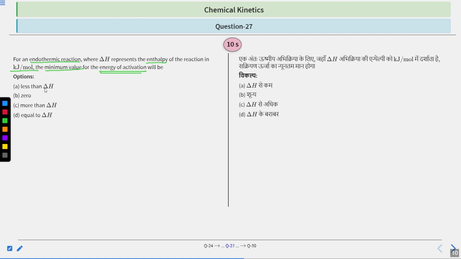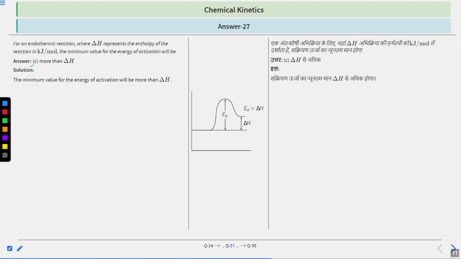Options are less than del H, that is less than enthalpy, 0, more than enthalpy, or equal to enthalpy. So you have 10 seconds to solve this question. After that, we will see the correct answer. Let's see, the correct answer is option C, that is more than enthalpy. So the minimum value for the energy of activation will be more than the enthalpy value, that is del H.